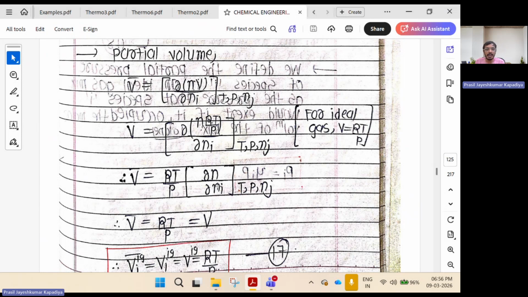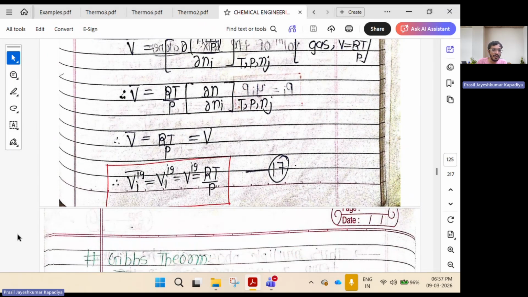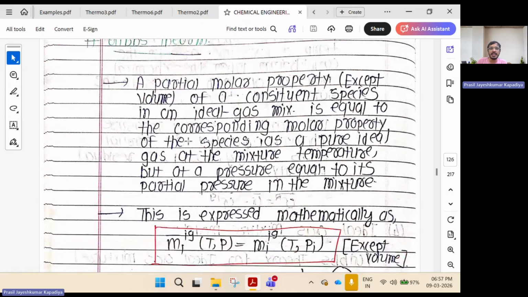So what does this mean? Del N by del Ni. Del N will be del N1 plus del N2 plus del N3, and I am differentiating it with respect to a particular Ni. So this differentiation is going to be 1. So we are left with V bar equal to RT by P. What was RT by P? RT by P was our ideal gas volume only. So what we learn from this is that Vi bar of an ideal gas is equal to RT by P, which is equal to Vi of the ideal gas. So what does Gibbs theorem say?